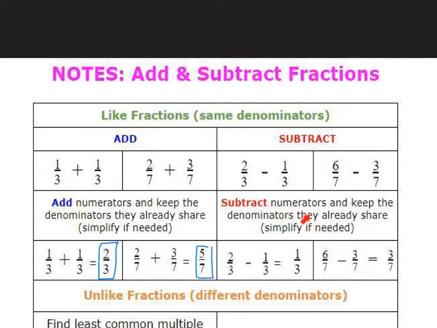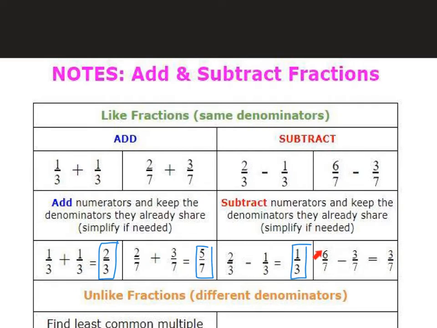Now for subtracting, it says to subtract the numerators, keep the denominators that they already share. So here, 2/3 minus 1/3. Subtract the numerators, 2 minus 1 gives you 1. Keep the 3 as the denominator. That doesn't need to be simplified, so that is your final answer.